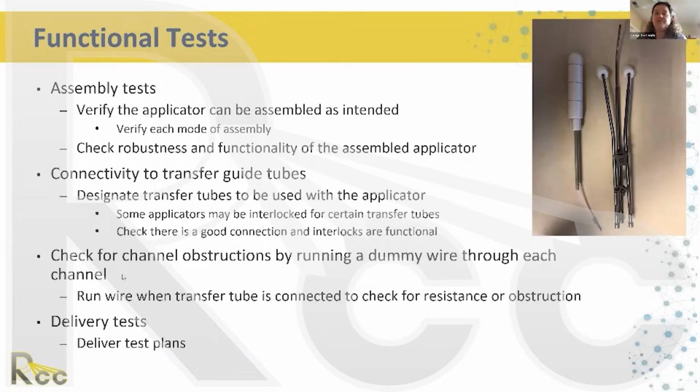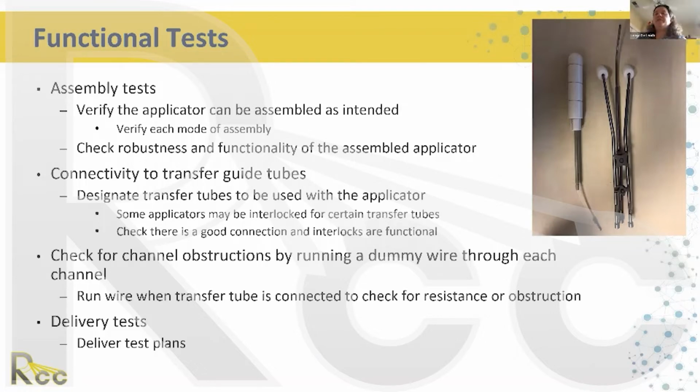Some vendors have designated transfer tubes that are used with specific applicators. So they have one transfer tube for the ovoids, one transfer tube for the tandems. And check that there's a good connection, and check also that if you don't connect correctly, your HDR afterloader interlocks and says, hey, this connection isn't working correctly.